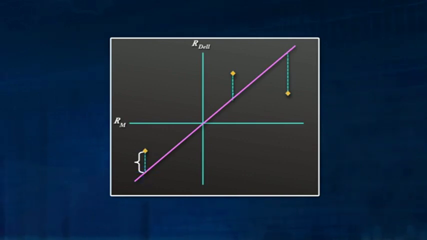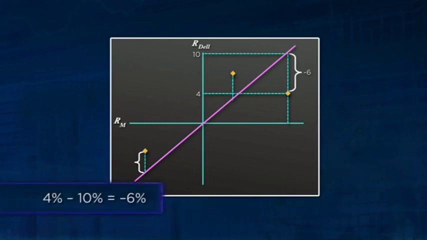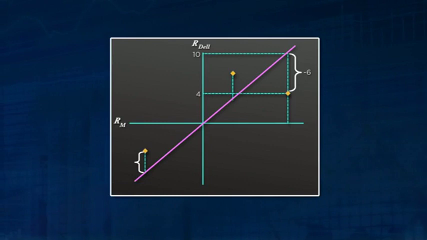For example, let's say that one observation for Dell and the market is 4% for Dell and 10% for the market. Let's say you drew a line such that the line predicts a 10% return for Dell. Since the actual return is 4%, the error is going to be 4 minus 10%, or minus 6%. If you do this for every observation, you will have a series of errors for each observation.